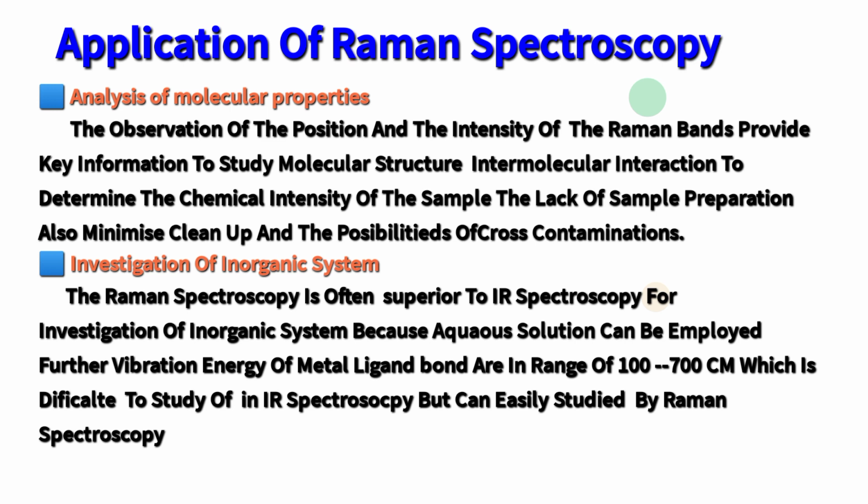Investigation of inorganic systems. Raman spectroscopy is often superior to IR spectroscopy for investigation of inorganic systems because aqueous solutions can be employed. Further, the vibration energy of metal-ligand bonds is in the range of 100 to 700 centimeter inverse, which is difficult to study in IR spectroscopy but can easily be studied by Raman spectroscopy.